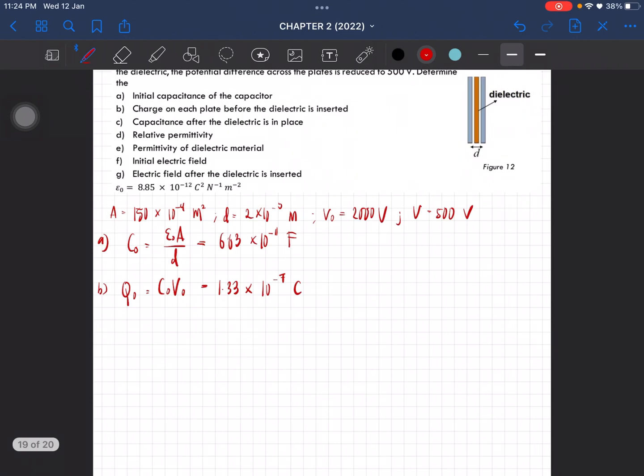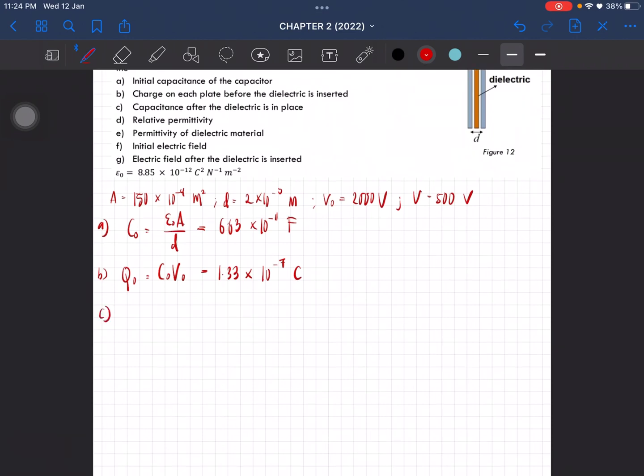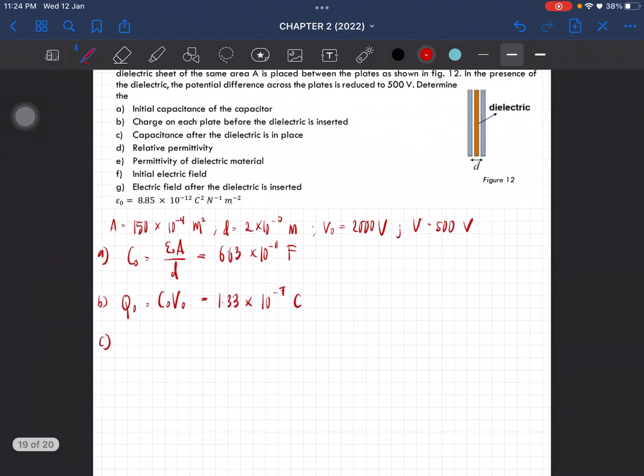Okay, and then question C, capacitance after the dielectric is in place. Remember, in the presence of a dielectric, the charge on each plate will be constant. Okay, the charge is constant even after a dielectric is inserted. Okay, so the new capacitance is given by Q over V, which is 2.66 times 10 negative 10 farad.